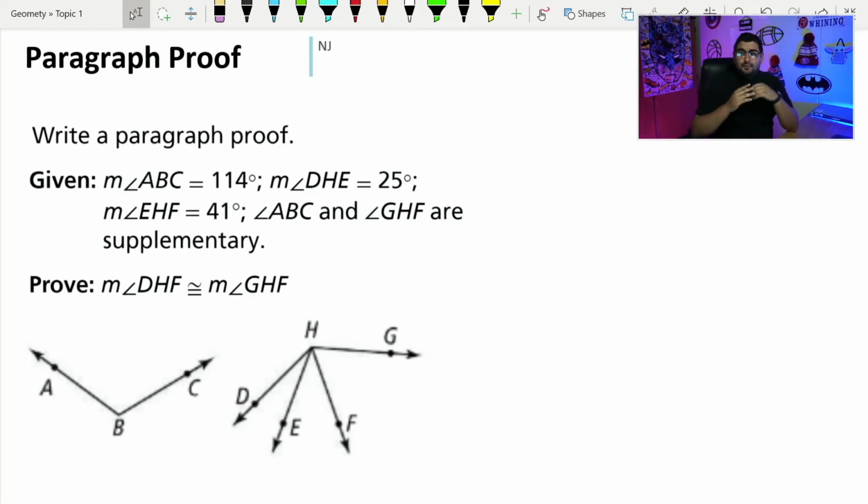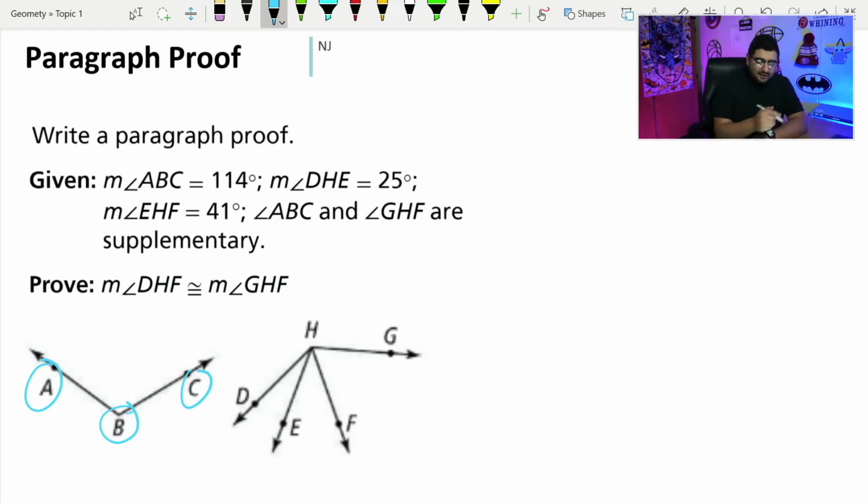It says, write a paragraph proof. Now, here's our given information. Angle ABC is 114 degrees. What I like to do at first is to label each piece of information they give me as it was given to me. So first thing they tell me is that angle ABC, this angle that's kind of off to the side here, has the measurement of 114 degrees. Okay, awesome. I know that piece of information.